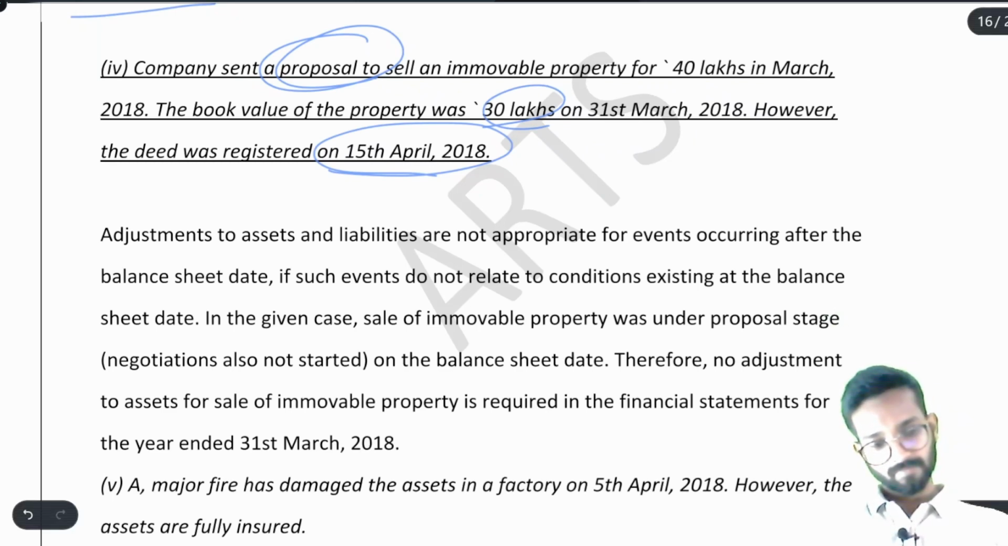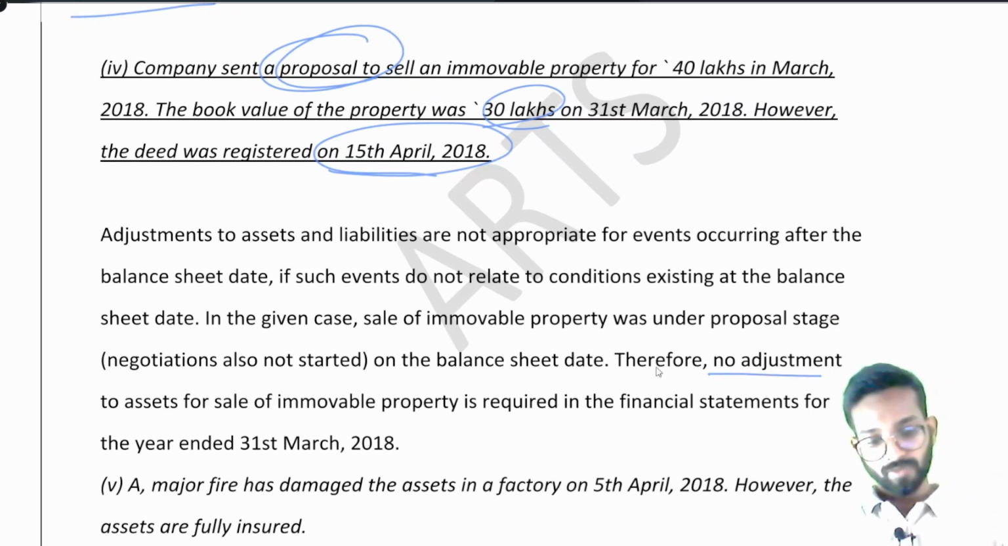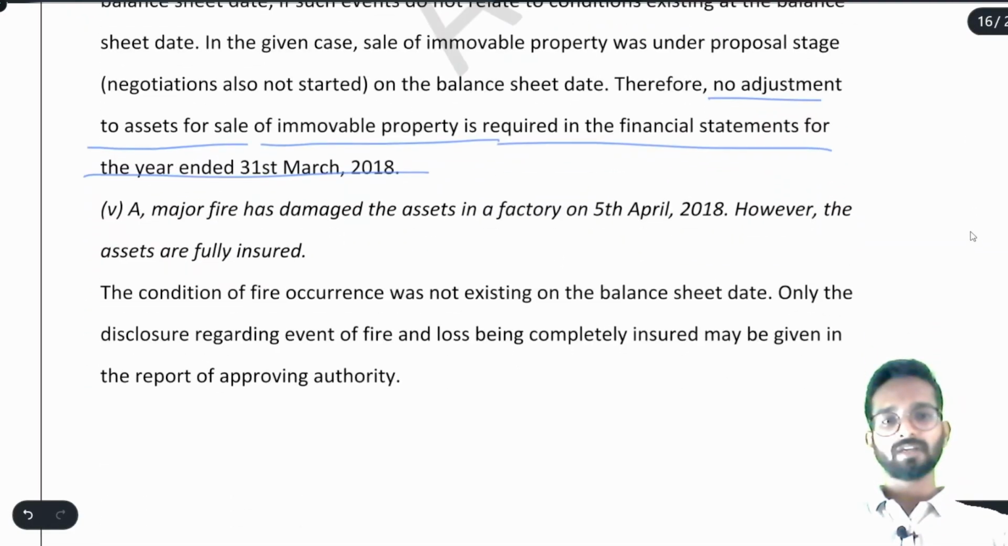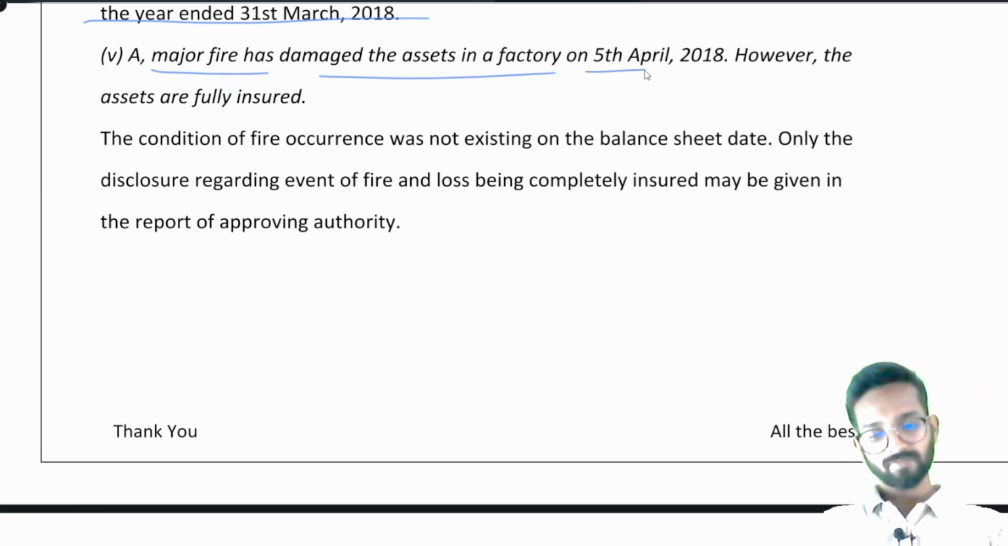See, it means there will be just a disclosure in the director's report. There will be no adjustment in the asset and liability. Remember this, it is a non-adjusting event. No adjustment to assets for sale of immovable property is required in the financial statement for this year. Understood? You can also write here, but the disclosure in the director's report is necessary. You can mention that. After this, a major fire has damaged the assets in a factory on 5th April.